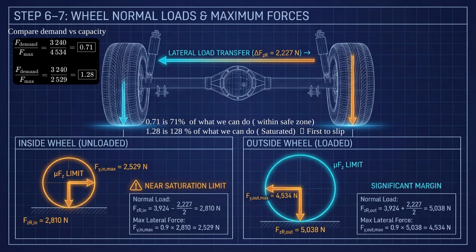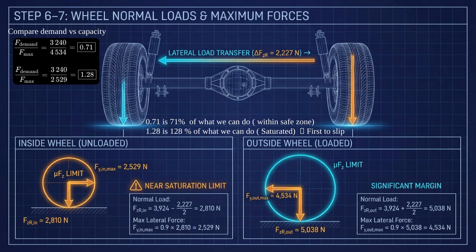We shall now determine how the rear axle load is split between the two wheels after lateral load transfer. The outside rear wheel gains load, while the inside rear wheel loses load. The outside rear wheel normal load is 5,038 newtons, and the inside rear wheel normal load drops to 2,810 newtons.